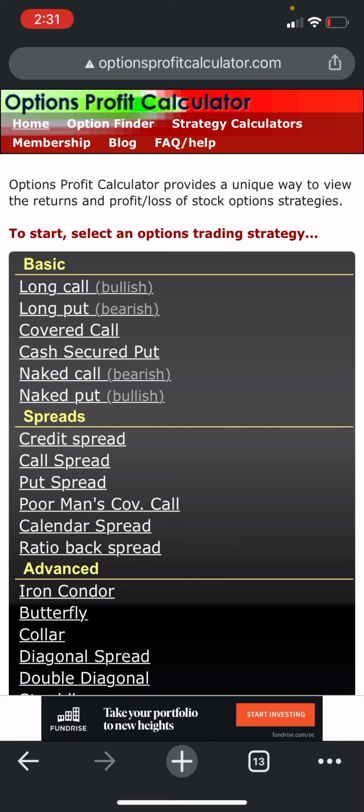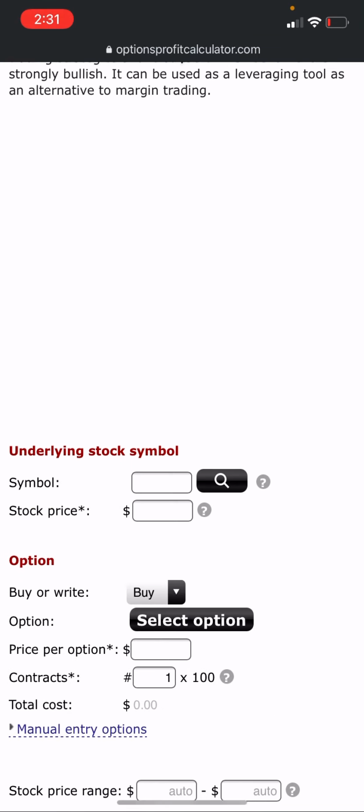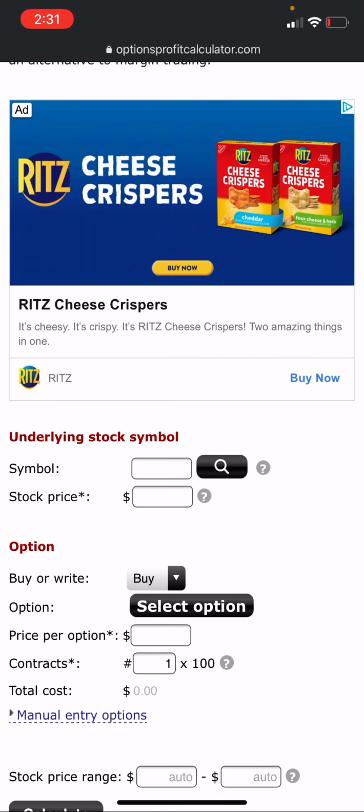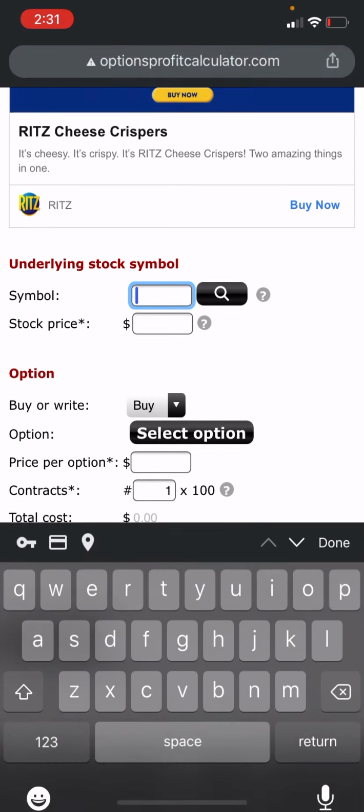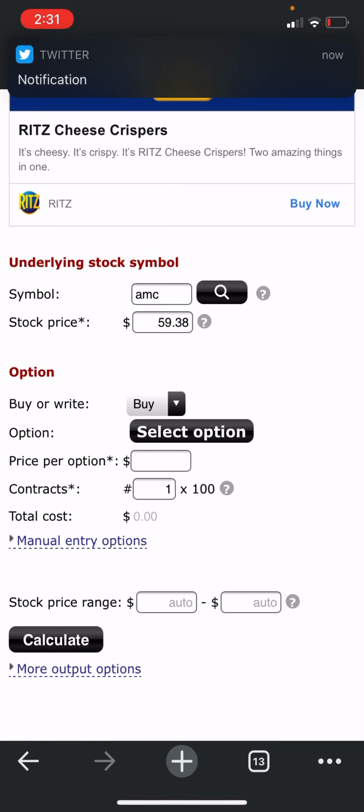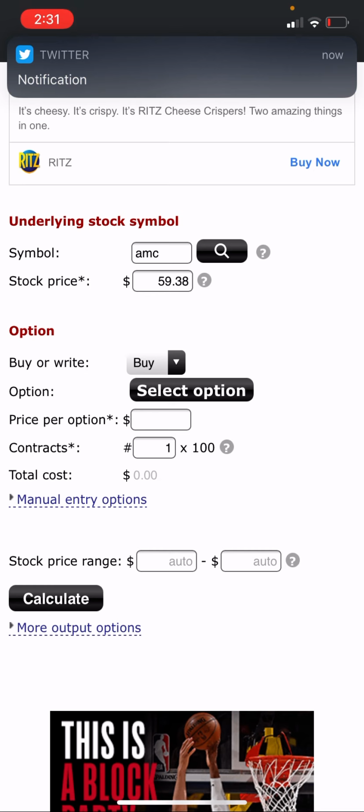Now, let's actually do a long call. Sorry, I'm being a little confusing. Let's compare a long call, which is a bullish strategy, to a naked put on AMC right now. All right, let's start off with the long call. We're going to compare a lottery ticket option that's expiring within 30 days from now.